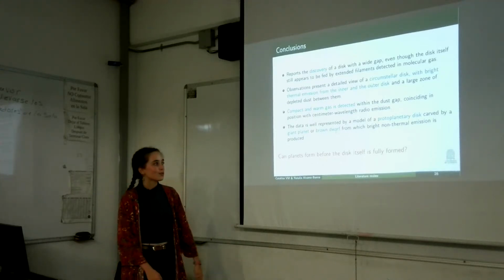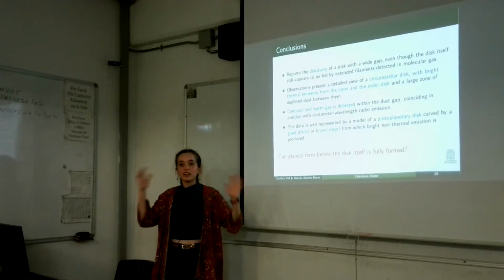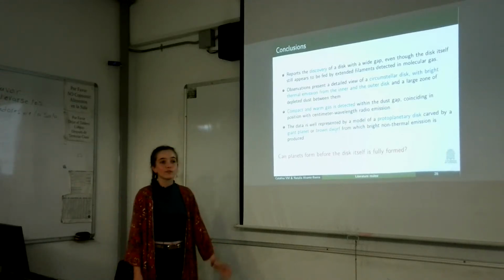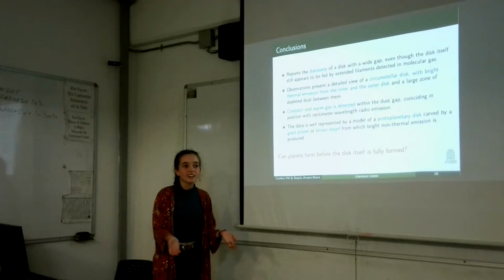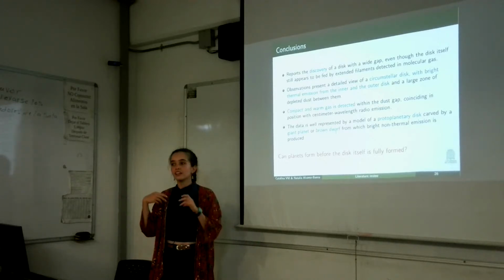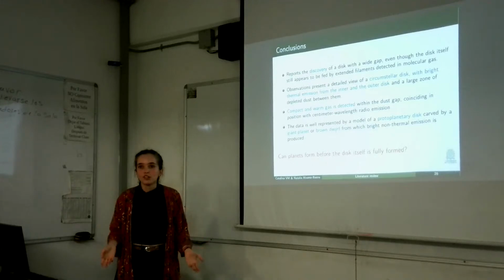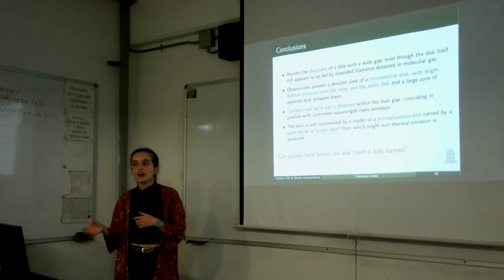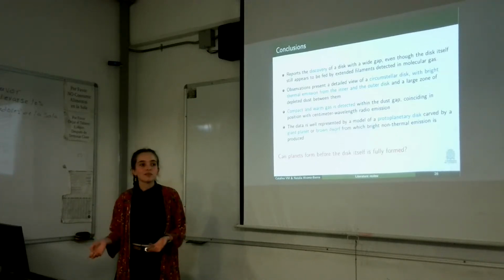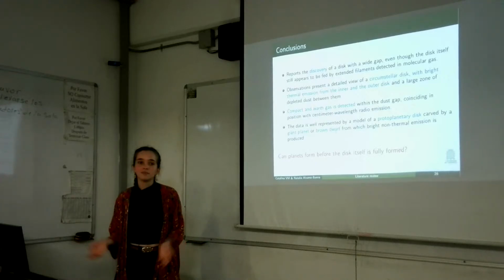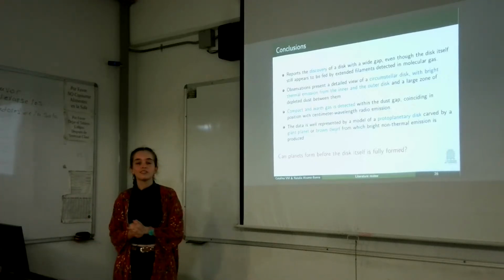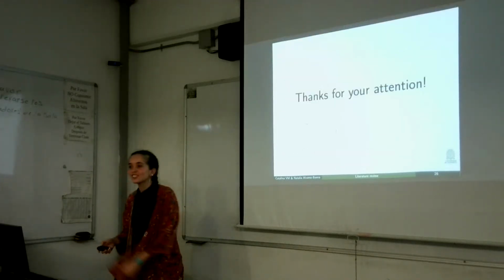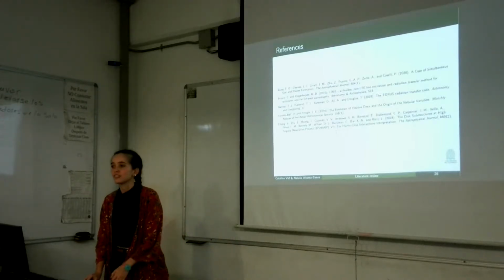And this is the really good question from the article: can planets form before the disk itself is fully formed? So if the star is accreting material and the protoplanetary disk is there and forming a planet, can we have a formation of planets at the same time as we have the formation of the star? That's the main question of this article. So thank you for your attention, and here are some references for this presentation.